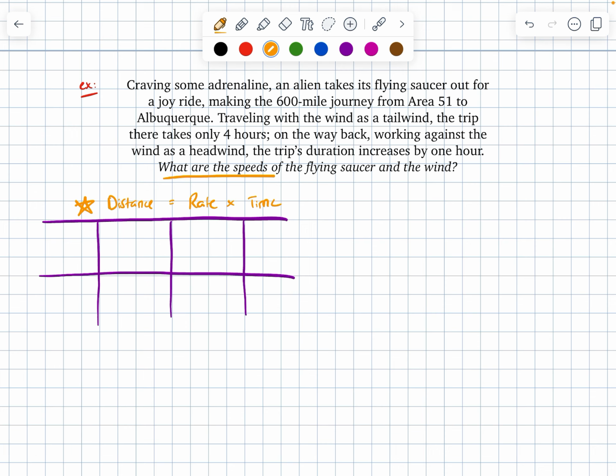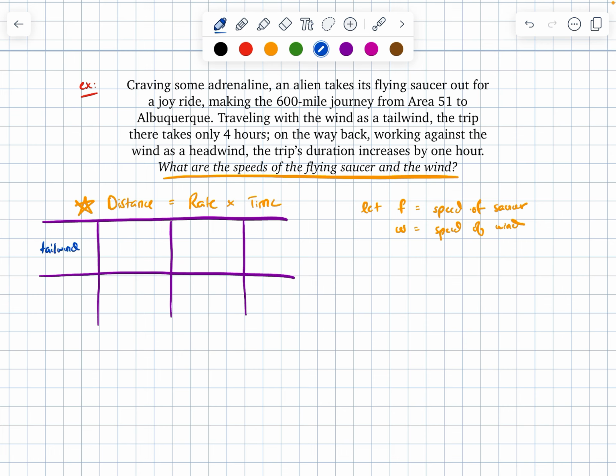From here, I need to figure out what my two cases are. Well, before I do, let's define my variables. I want to know what the speeds of the saucer and the wind are. Specifically, I'm interested in the speed of the flying saucer. I'll choose f as my variable, just so I don't confuse s with a 5, for example. So f is going to represent the speed of my saucer, where w will represent the speed of my wind.